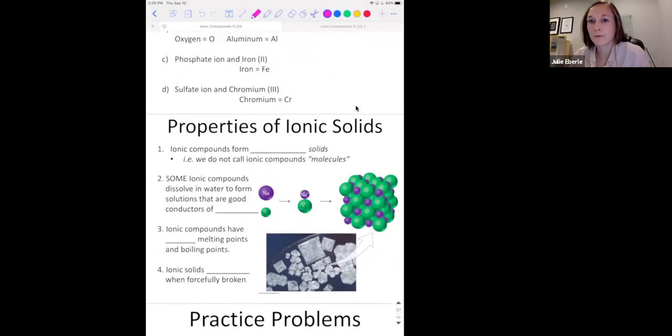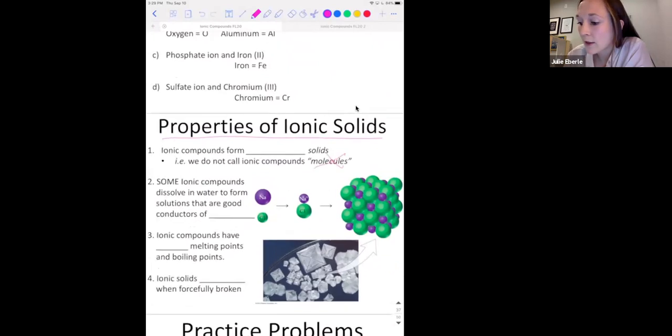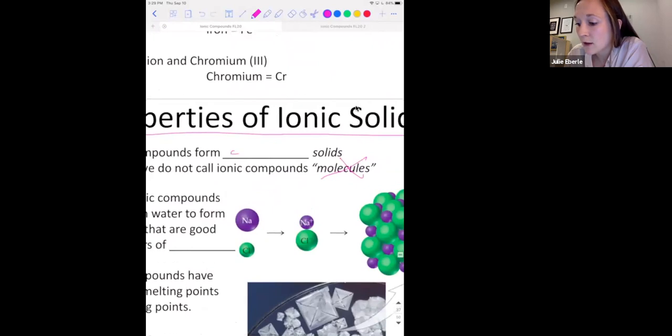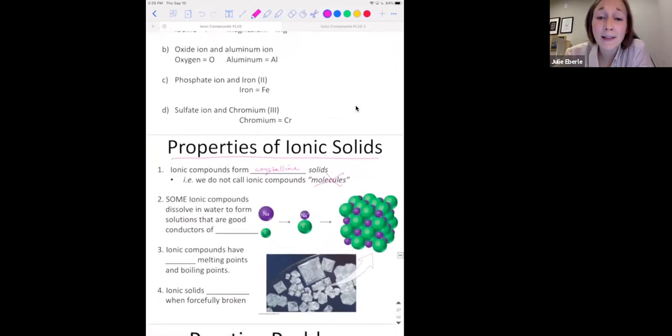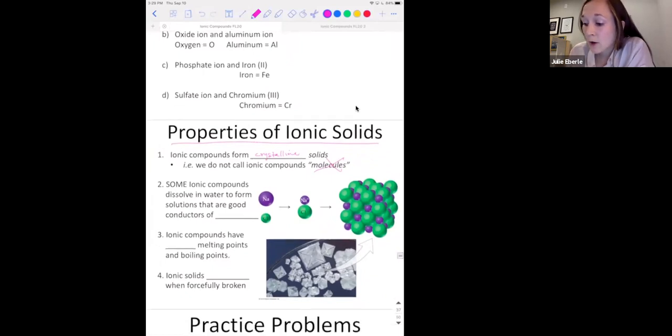Last thing you're going to learn from chapter 3 is properties of ionic solids. So ionic compounds, we don't call them molecules, we call them ionic compounds or crystalline solids. Those are the proper names. We call covalently bonded compounds molecules, okay? We'll talk about that after exam 1. Now, some ionic compounds dissolve in water to form solutions that are good conductors of electricity.